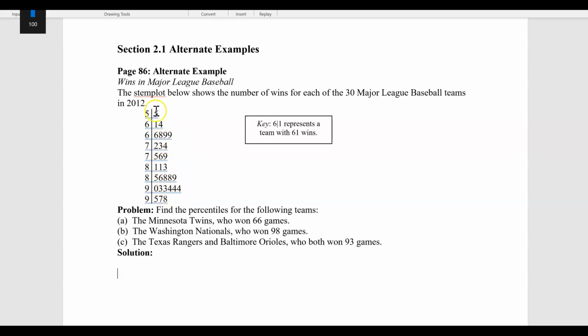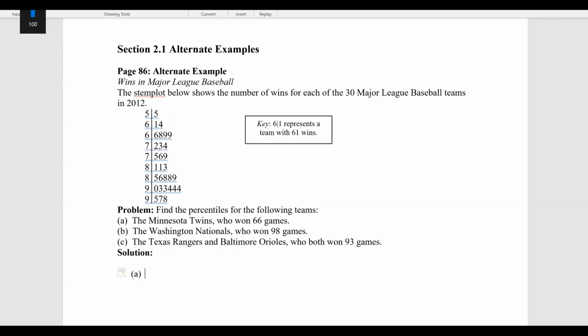If I took this and stood it up, I have one number down here. Most of the data is up here in the 80s and the 90s, and then it starts to tail off a little bit, maybe slightly skewed to the left. And I talk about what a typical number of wins is for a major league team. Now we shift here, and question A says, what is the percentile for each of these teams?